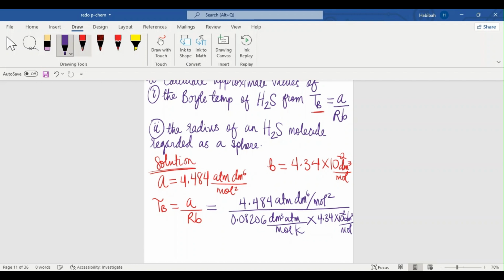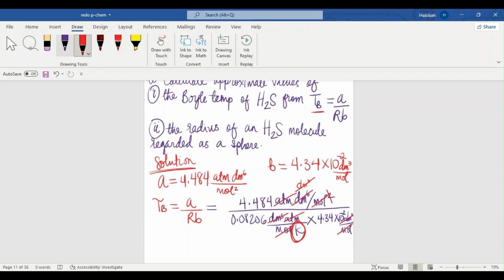So of course, we're going to cancel out the units. We cancel out atmosphere, cancel out mole, cancel out one mole from the mole squared, and then the second mole and the square. Then dm cube goes into dm6, leaving dm cube, and the other dm cube cancels that out. So what we have is just Kelvin, which makes sense because we're solving for the Boyle's temperature.